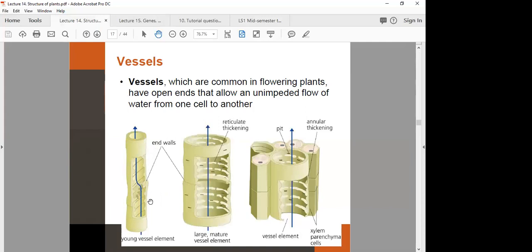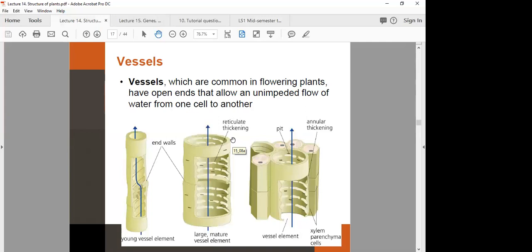All right, so these are two young vessel elements. Here we have two large mature vessel elements. And of course, the blue arrow is showing the direction of water and dissolved nutrients, the direction of flow. Now, one unusual property of vessel elements is that they always develop that tough secondary cell wall, which is impregnated with lignin. Another property of vessel elements is that they are also dead cells at functional maturity.